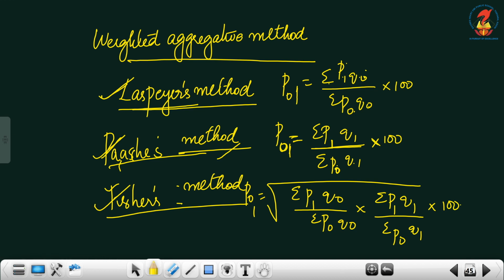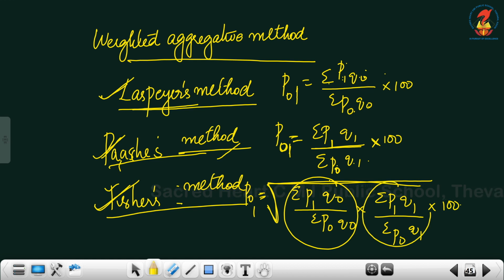Now, next comes Fisher's method. Fisher's method is P01 is equal to root of combining both the formulas given by the two statisticians, that is sigma P1 Q0 by sigma P0 Q0 given by Laspeyres into sigma P1 Q1 by sigma P0 Q1 given by Paasche into 100. That is the formula given by Fisher's method.